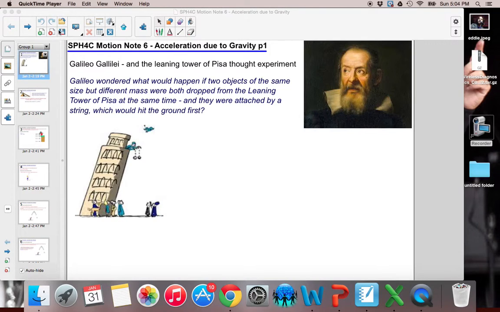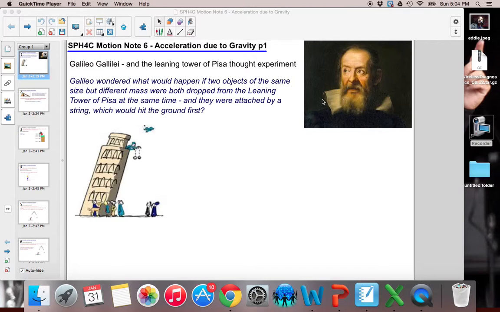Okay, welcome to our sixth lesson, on motion, accelerated motion this time, and we're looking at things falling. And where this all starts is with a guy named Galileo, and he was around mid 1500s, something like that. And he had this thought experiment.